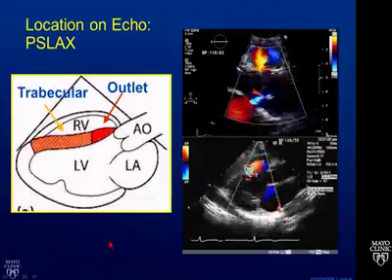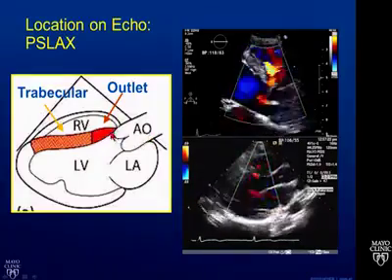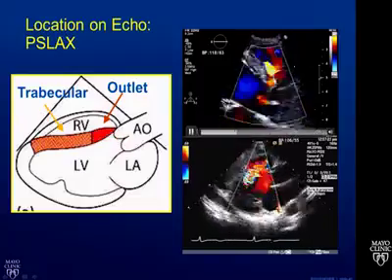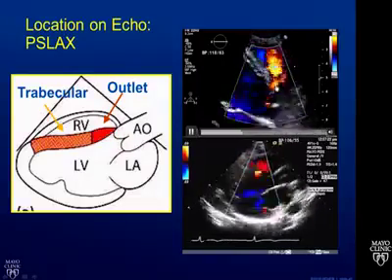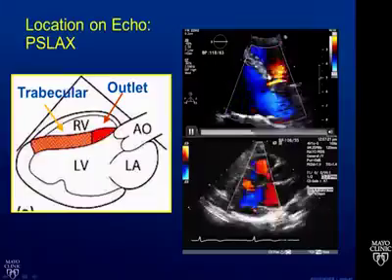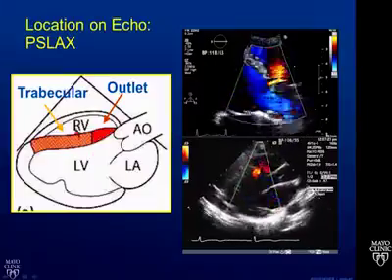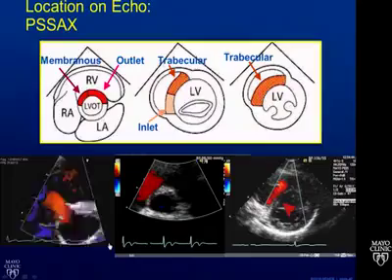Like on echo. So from parasternal long axis, if you see a defect right in this location, right beneath the aortic valve, this is going to be an outlet defect in the majority of patients. You've got to be careful. If you tip a little bit, you can get into the membranous portion, but if you're in this true plane here, this is going to be an outlet defect. If you get down here further away from the valves, this is going to be a trabecular or muscular defect.